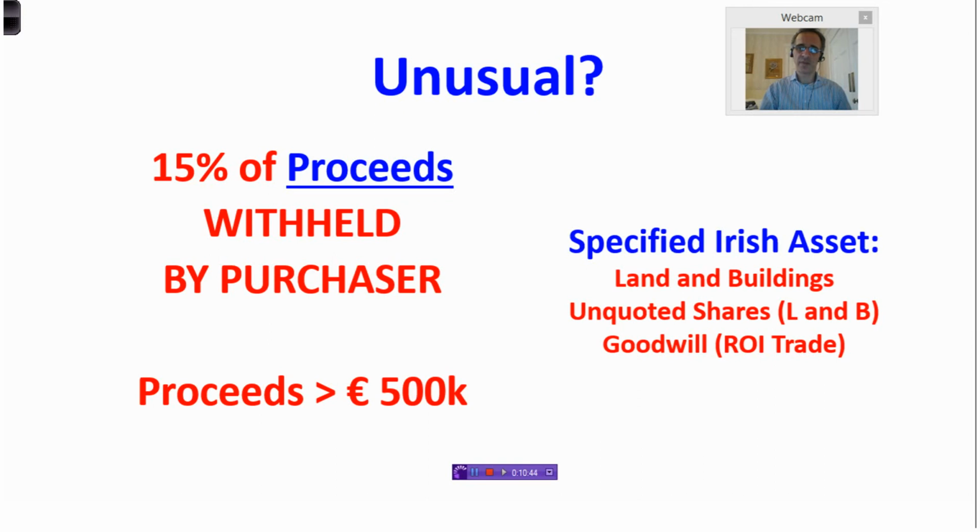And it's aimed at non-residents, people that are disposing of particular assets, perhaps land and buildings, where the proceeds are in excess of 500K. It's aimed at people who are disposing of assets and perhaps aren't subject to ROI taxation. So again, a certain amount of rote learning here: 15% of proceeds, and the proceeds have to be in excess of 500,000 for this to trip in, as it were.